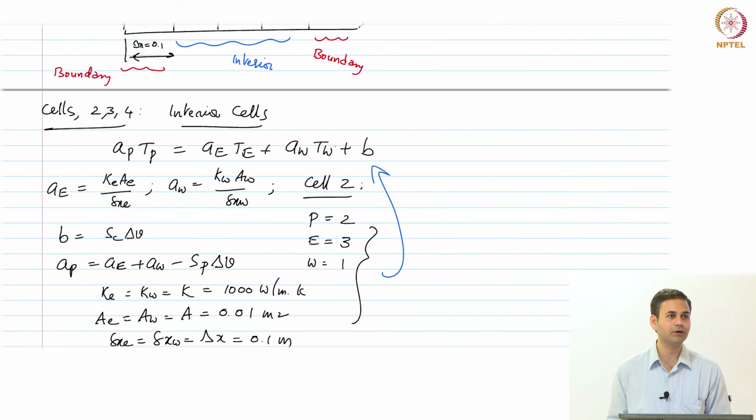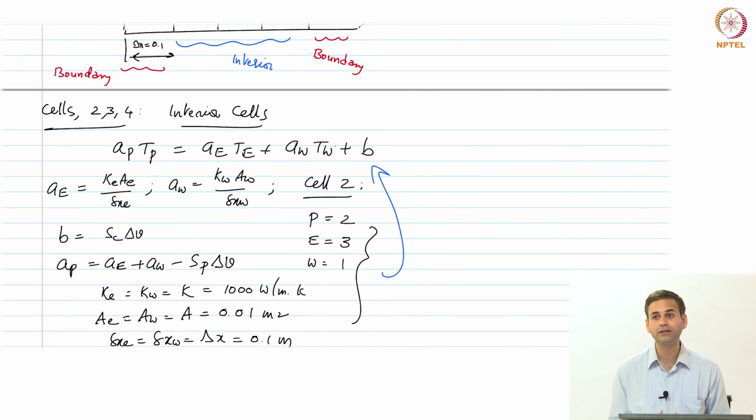Now what would change for cells 2, 3, 4, or which of these quantities will not change? K is a constant, A is a constant, delta x is constant, so the coefficients are not going to change, right? A east and A west are not going to change. Will AP change from cell to cell? Yes, AP changes because AP is a summation of A neighbors minus SP. SP changes because it depends on temperature. If source were also 0, then AP would also have been the same for all the 3 cells, okay?